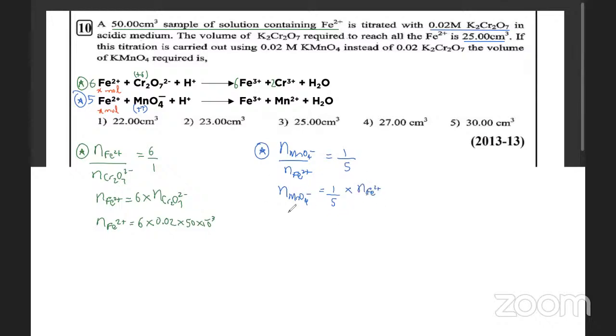Number of moles of permanganate, that is concentration of permanganate, how much is that? 0.02, same concentration, no change, into volume of permanganate, which is what we are supposed to find out. And that is equal to 1/5, that's the fraction we have, into number of moles of Fe2+, we have it here, 6 into 0.02 into 50 into 10 to the power minus 3.